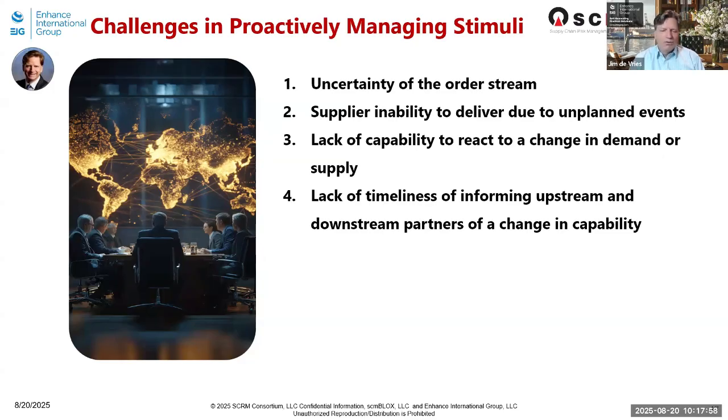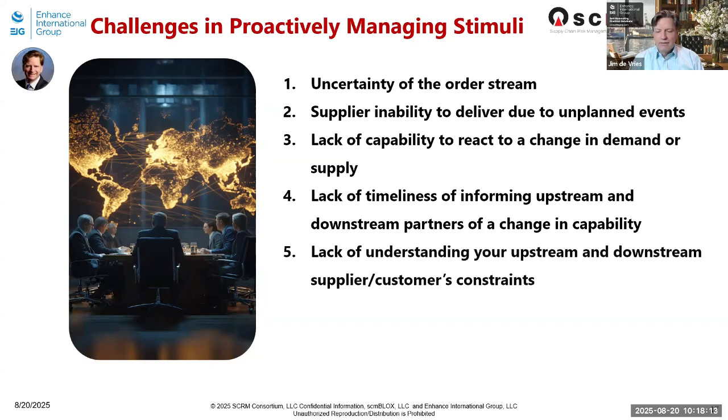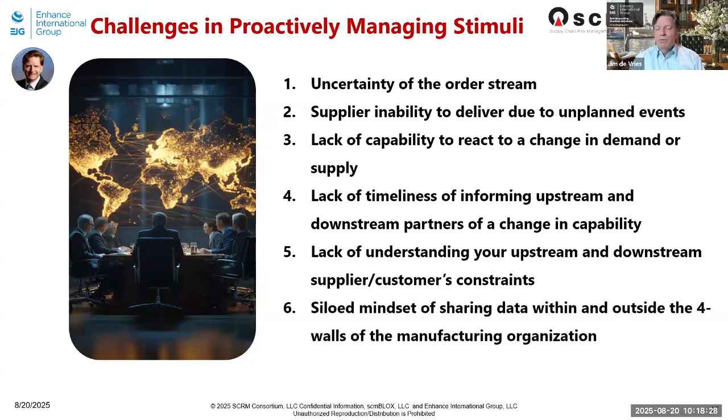So how do you communicate when you do have something you know and need to know? You often see, well, when they need to know, we'll tell them, but by the time they need to know, it's too late. So that's a challenge. Lack of understanding your upstream and downstream suppliers' constraints. So you're assuming you know what your supplier's, your customer's constraints are, so you're making decisions for them that creates a backlash on you. A siloed mindset. So even within your own four walls, not sharing information within your own company so that they can share it with the people outside your company is causing problems.